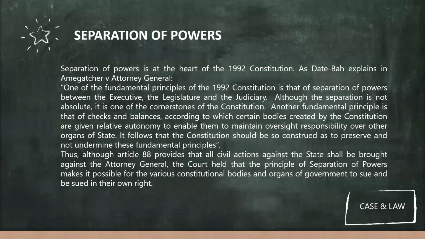So in Article 88, for those that are aware, that provision provides that all civil matters against the state must be brought against the Attorney General. So the Attorney General is more like the state's lawyer. But in Amegache versus the state, the idea was that these arms of government are independent, and that they can sue and be sued. So the Attorney General could not represent all the three arms of government, as it infringes on the whole idea of separation of powers, because you can't have the Attorney General representing the executive, the Attorney General representing the judiciary, and the Attorney General representing the legislature.